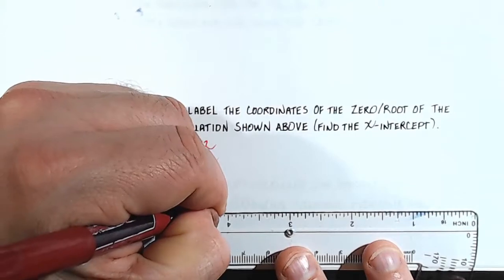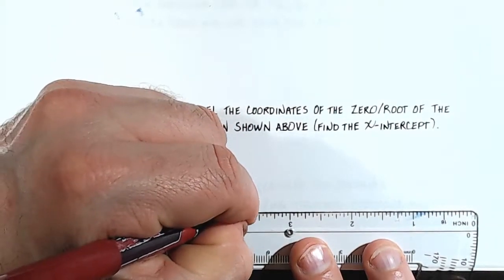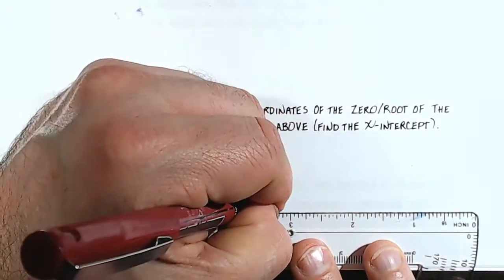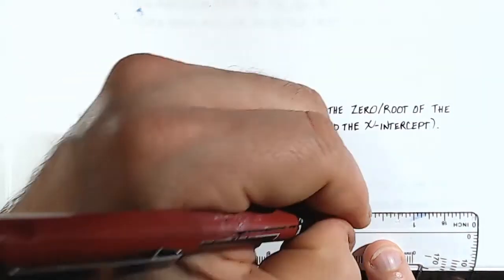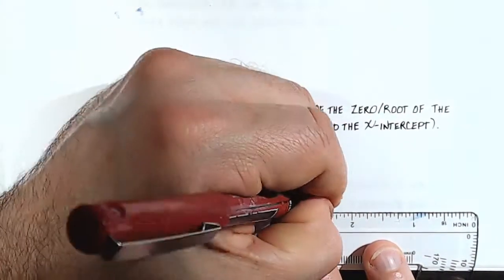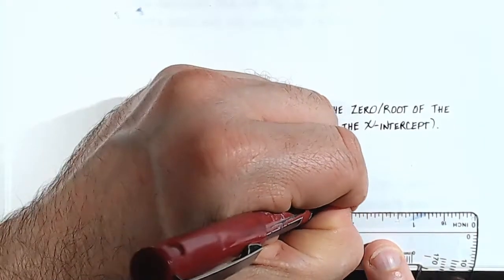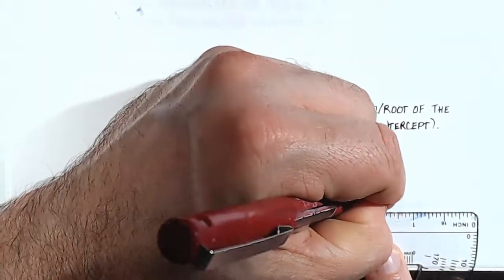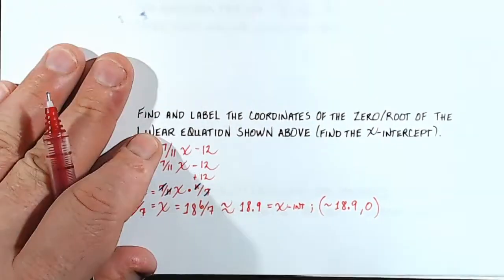And so I'll save you the math here. The decimal approximation is 18.9. So that wavy little equal sign, that means approximately equal to. And so we'll say this is the x-intercept. Okay, the coordinates of that intercept are approximately 18.9 on the x, comma, 0. For all practical purposes, we can put the dot pretty darn close to 19.